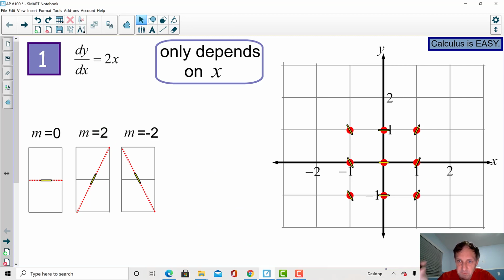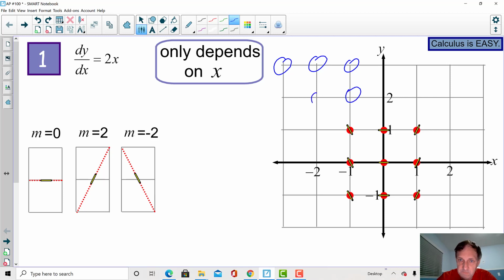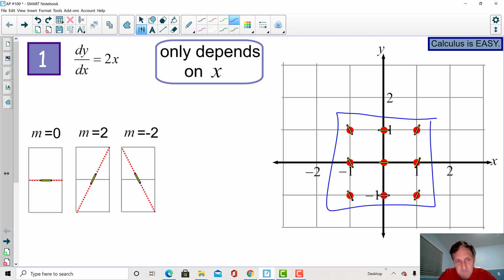Now a real slope field has a slope at every single point. So every single one of these points should have a slope. However, the AP test is only going to ask you to do about 9 or 12 of them. So you don't have to fill out the entire slope field.